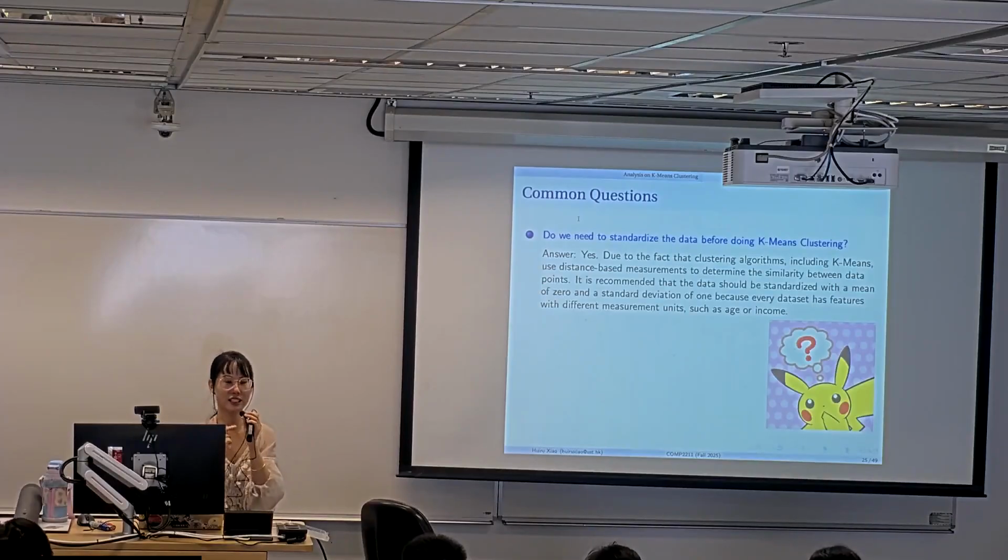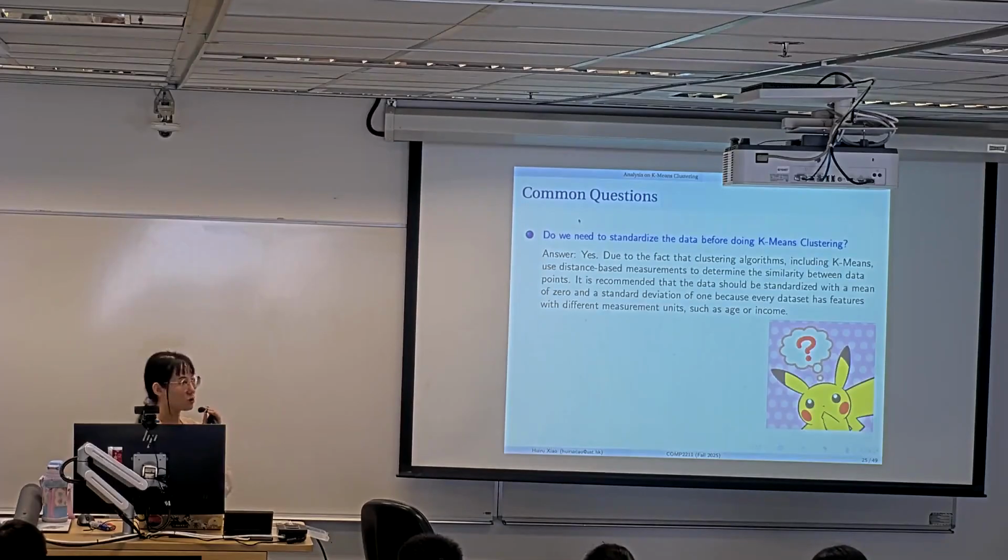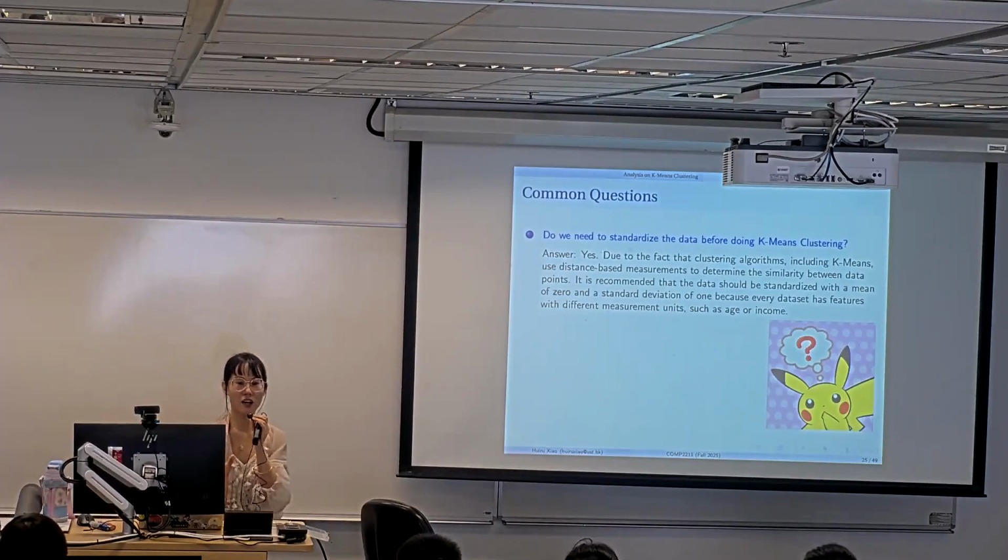Like previously, the income is in the units of thousands, right? The $1,000. What if the income is represented using the units of dollars? Then the income will just dominate the Euclidean distance calculation. So that's why we always need to do the data standardization if our algorithm depends on the distances.